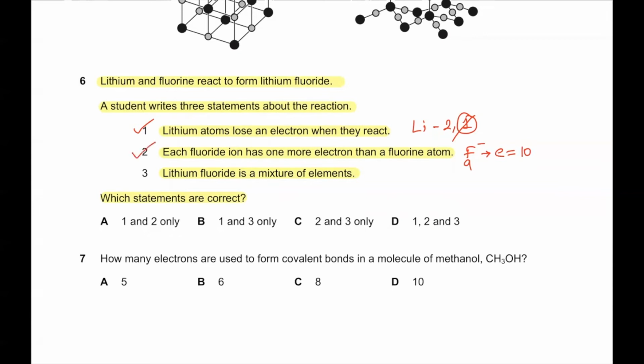2 is also correct. Lithium fluoride is a mixture of elements. Lithium fluoride is a chemical compound. It's a chemical compound, so it is formed by chemical reaction. It's not a mixture, it's a compound. So number 3 is wrong. 1 and 2 are correct. A will be the correct answer.